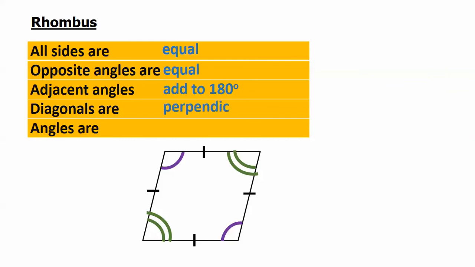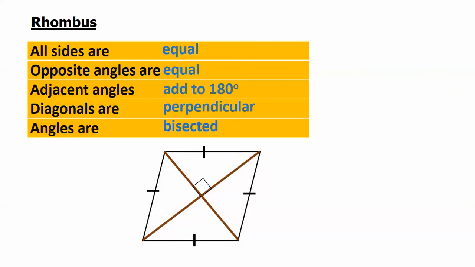The diagonals are perpendicular. This is unique to a rhombus. That means that when we draw in our diagonals, they are going to hit each other at 90 degrees. And the angles are bisected by the diagonals. So when I drew that diagonal line, it's going to bisect each angle. That is, this half is equal to this half.